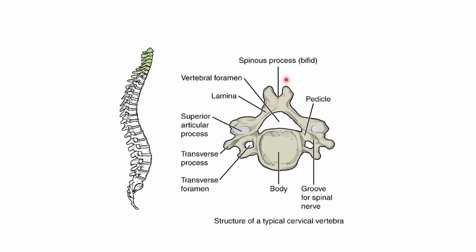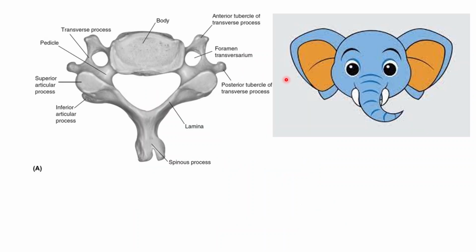One more thing that I want to mention about the cervical vertebra is a cute little animal that they look like. If you imagine the cervical vertebra, as you can see right here, you can know it by the spinous process. It's bifid. You can sort of see that it looks like a baby elephant's head. It can help you remember or memorize the cervical vertebra. You can kind of see the transverse foramen, the spinous process, the whole regions.